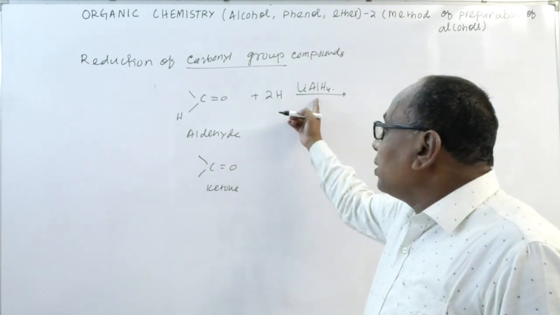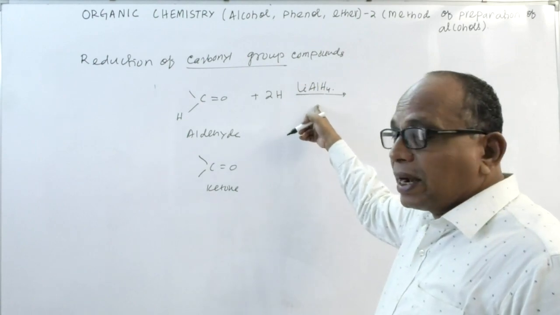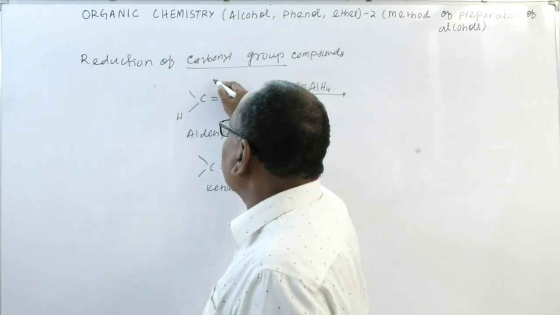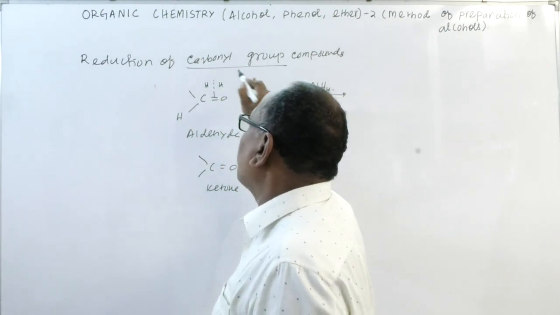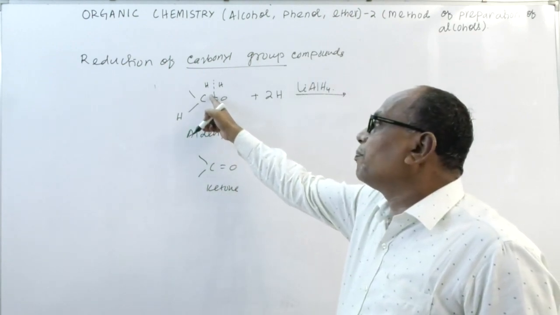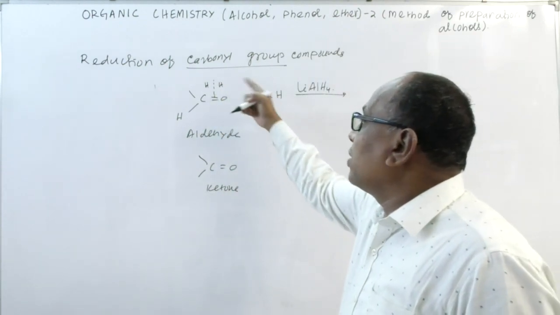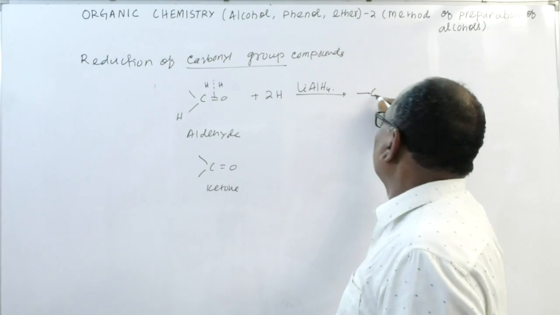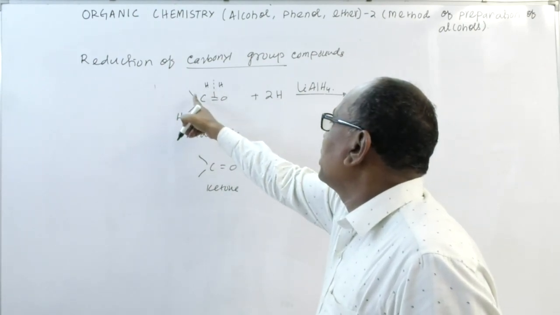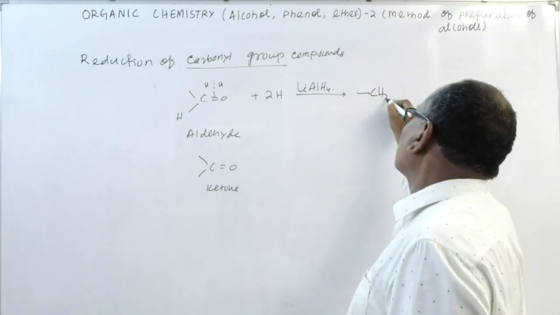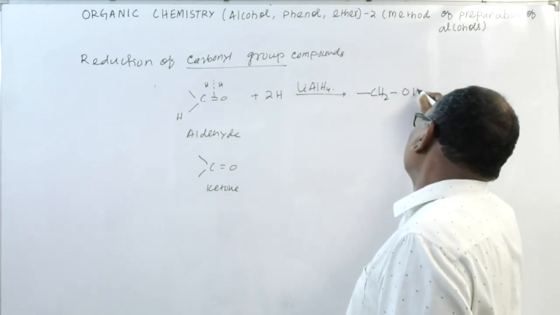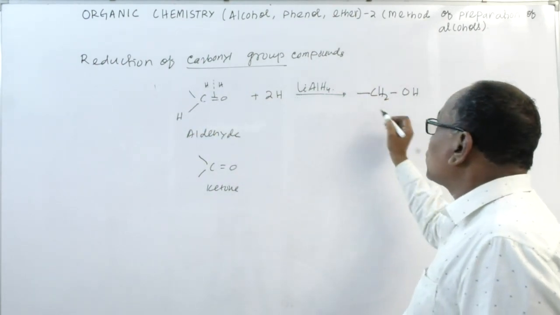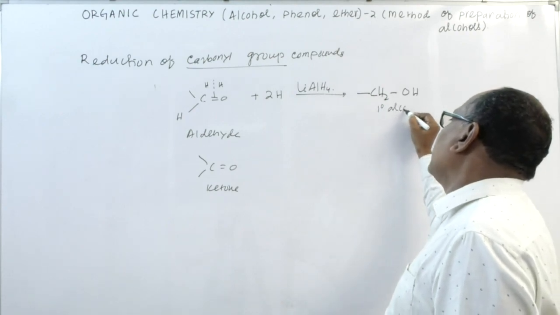When the aldehyde is treated with lithium aluminum hydride, it is reduced to what? Reduction means addition of hydrogen. The addition takes place at the carbonyl group: one sigma bond and the pi bond get cleaved and hydrogen will be added here. What will happen? This O became OH. You see this CHO group became CH2OH. This is your primary alcohol.